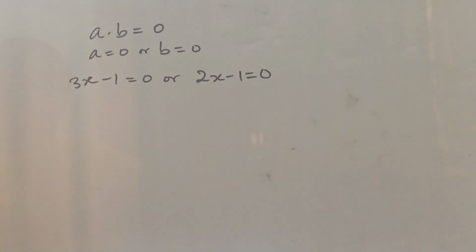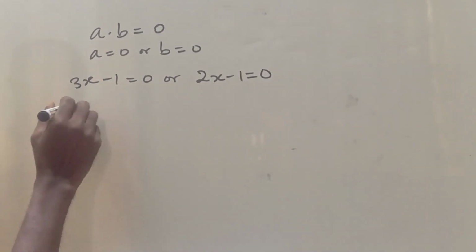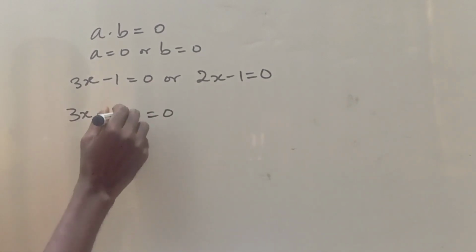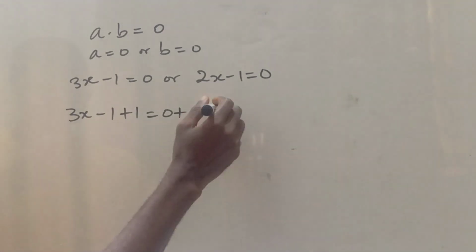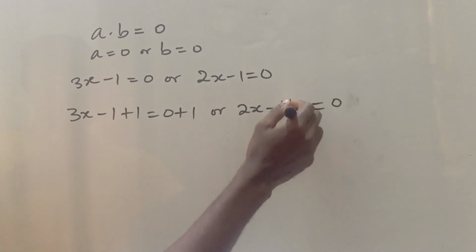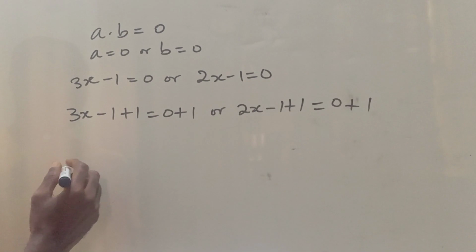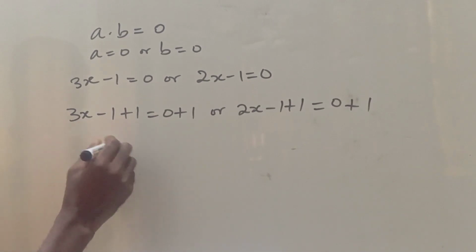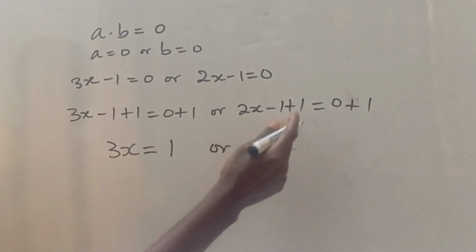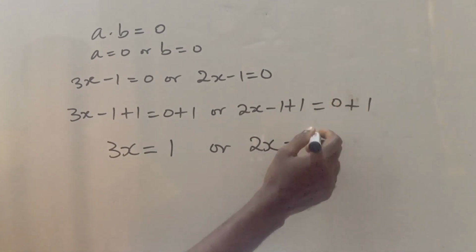All right, so from this, we can now solve these simple equations. From here, I have 3x minus 1 equals 0. I can add 1 here and add 1 here. Or 2x minus 1 equals 0, I can add 1 here and add 1 here. So this will give us 3x equals 0 plus 1, which is 1, or 2x equals 0 plus 1, which is 1.